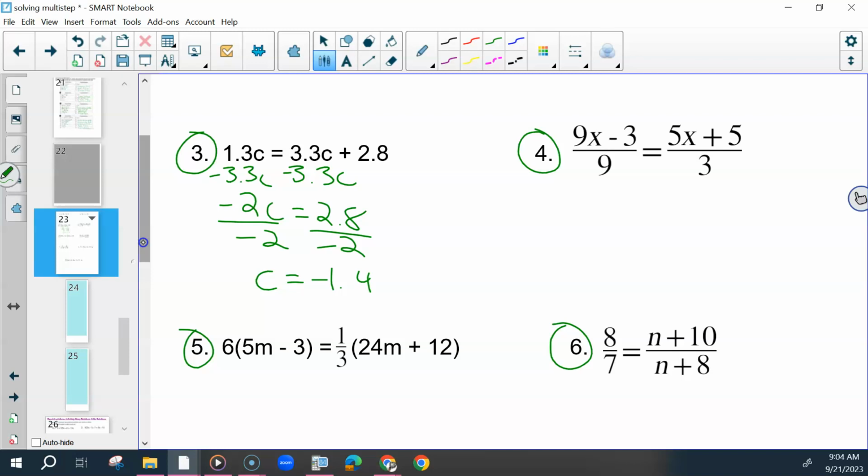Okay, so don't let the decimals and fractions confuse you. You're still doing the same process. Okay, number 4. This will apply for 6 and 7 and any other problems you see like this. Anytime you see a fraction that equals another fraction, you want to know what you have to do to get them out of these fractions.